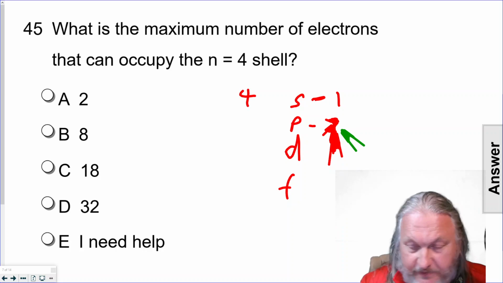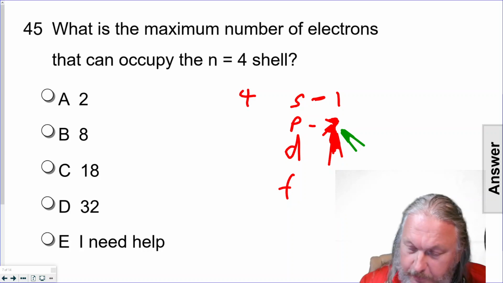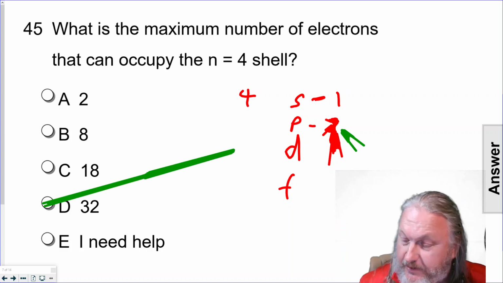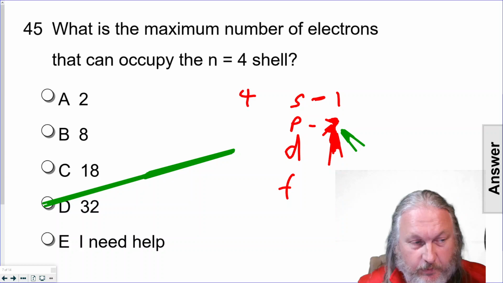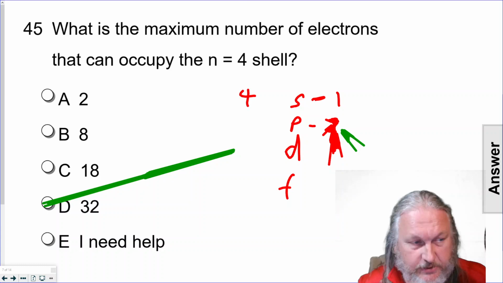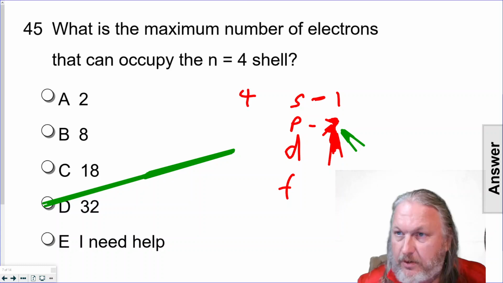7 and 5 is 12. 12 and 4 is 16. I can have 2 electrons in each of those orbitals. I've got 16 total orbitals, so the answer for that would be D, or 32 electrons. Okay.